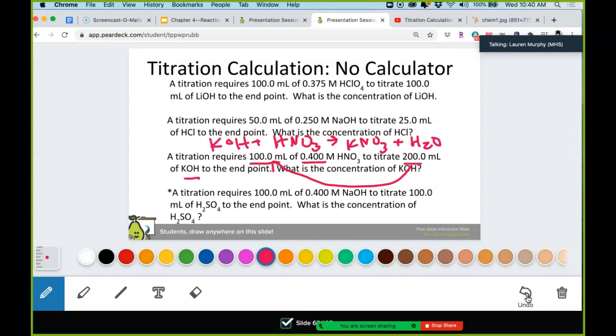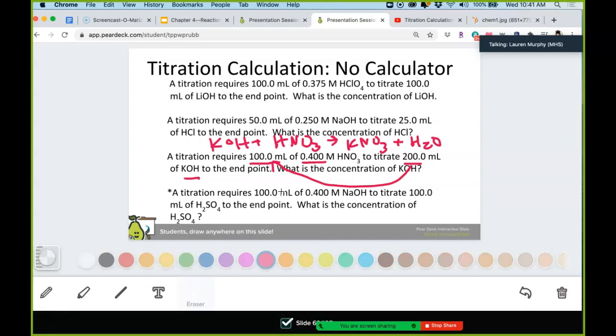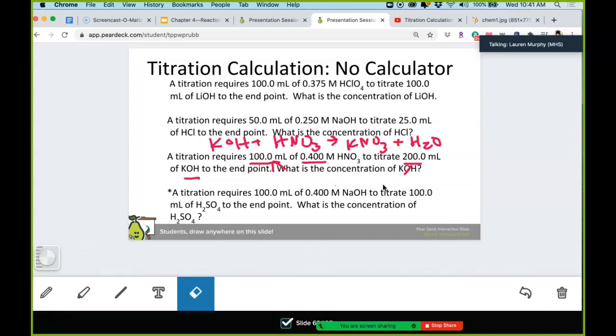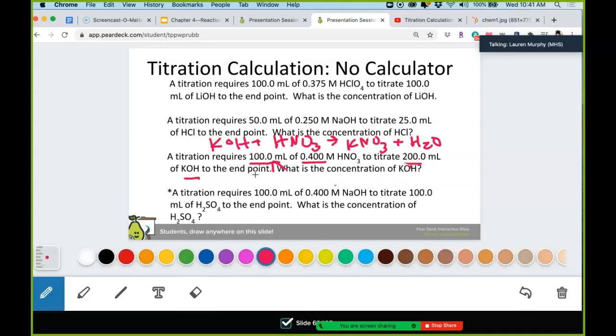But let's do the math. Okay. So let me erase this part. The mole ratios are 1-to-1. Molarity of the acid is 0.4. Volume of the acid is 100. Moles of base is 1. I'm sorry, acid's 1. Molarity of the base, I don't know. Volume is 200. So you divide both sides by 200. 100 divided by 200 is a half. A half times 0.4 is 0.200.